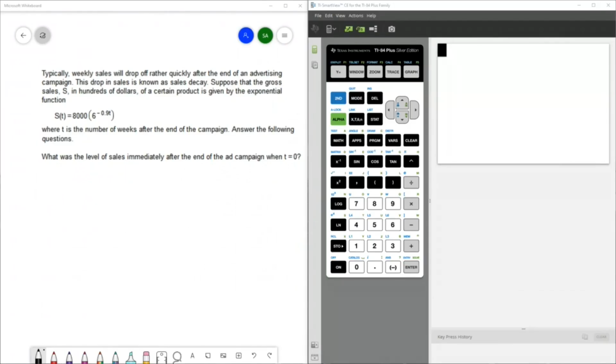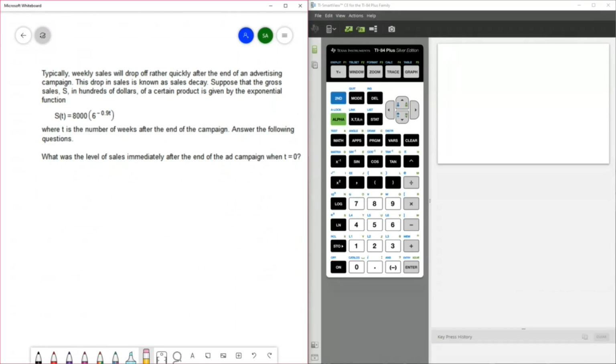On this question, we have an application problem for exponential equations. It says typically weekly sales will drop off rather quickly after the end of an advertising campaign. This drop in sales is known as sales decay. Suppose that the gross sales S in hundreds of dollars of a certain product is given by the exponential function S of t equals 8,000 times 6 to the negative 0.9 t, where t is the number of weeks at the end of the campaign.